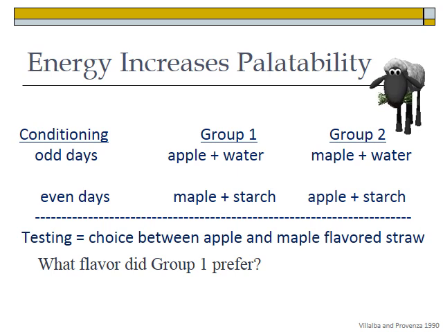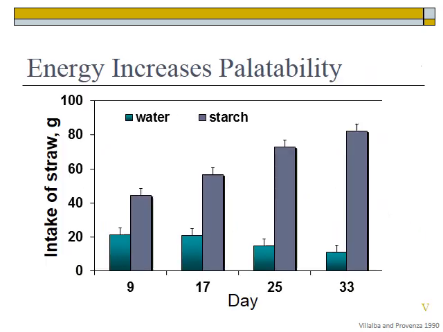So then Juan and his colleagues tested the sheep, and they just asked them, which do you prefer, apple or maple-flavored straw? Which flavor do you think that Group 1 preferred? Well, it's pretty simple. It didn't really matter if it was maple or apple. In all cases, animals preferred the straw that was paired with starch. So on day 9, after the conditioning started, already there was a difference where the sheep preferred the flavor of straw that was paired with starch.